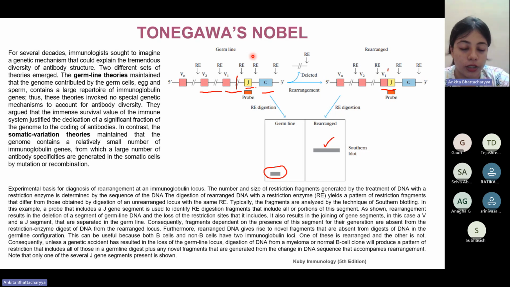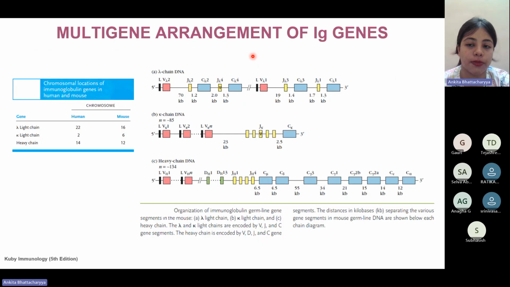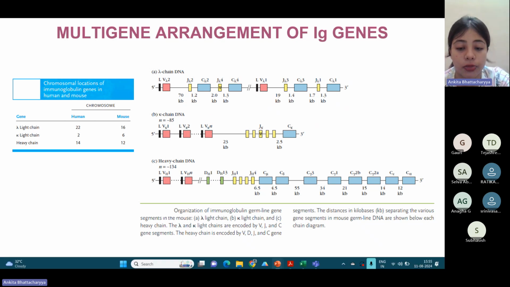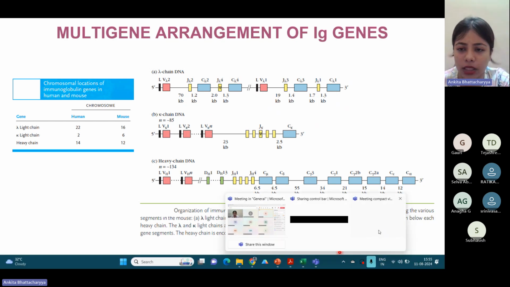If you have some idea of reading research papers, you can go back and look at this paper. It's fantastic. You can try to understand what Susumu Tonegawa did and how landmark his discovery was in the field of immunology. But yes, this was the basic idea of the experiment that was done. So keeping this idea in mind, what we see here is a multi-gene arrangement of immunoglobulin genes.